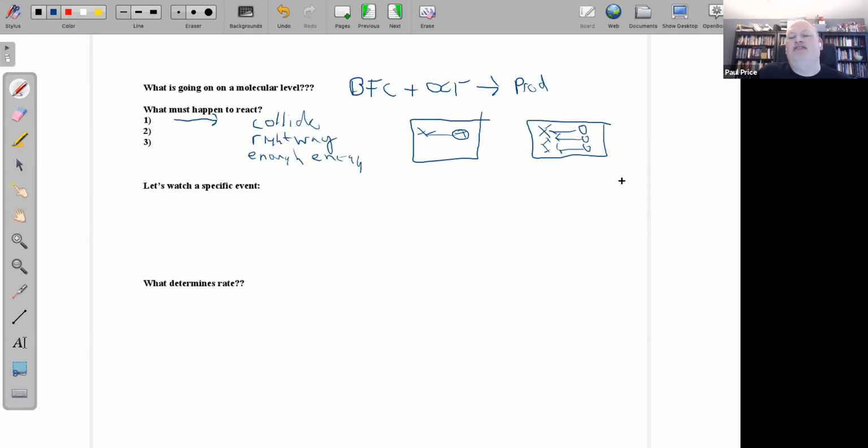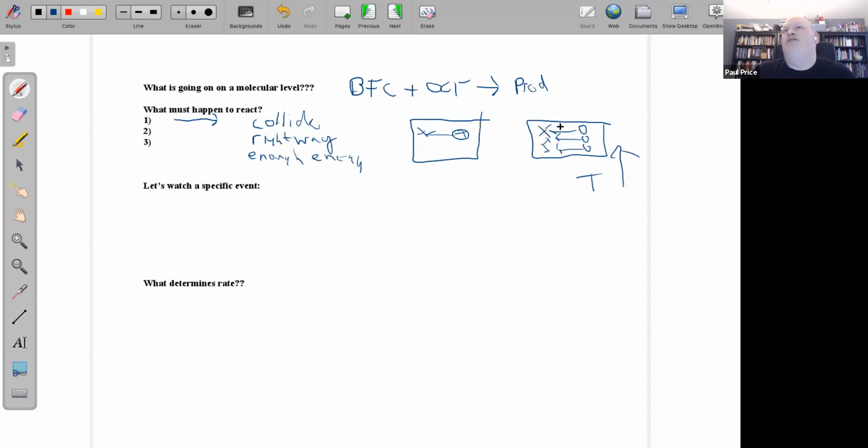So if I increase the temperature, I'll make the reactants move faster. Well, if they move faster, they're going to collide more often. And not only that, the more often they collide, a percentage of those collisions will be in the right orientation to get things to go.